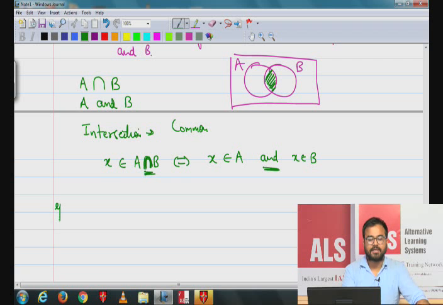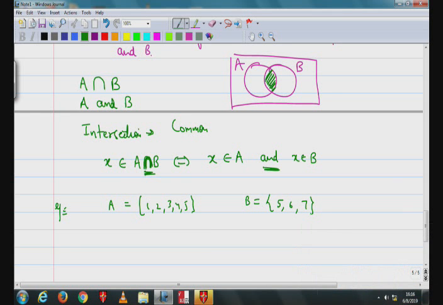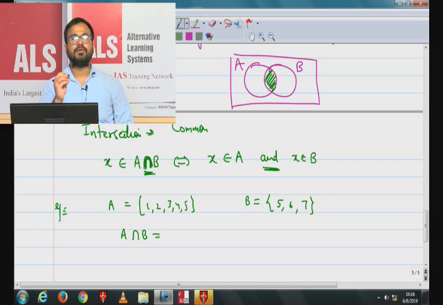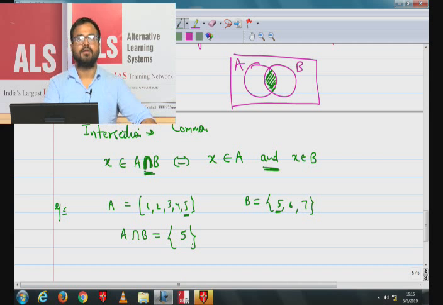And let's take one example. Let's say A is a set having elements 1, 2, 3, 4, 5, and B is a set having elements 5, 6, 7. Then if we have to find A intersection B, it means from both the sets you will figure out only those elements which are common to both of them, and the common element in both of them you can see only 5 is common. So we can write A intersection B is 5. This is the meaning of the intersection of sets.